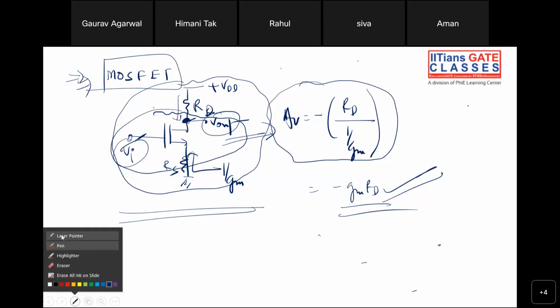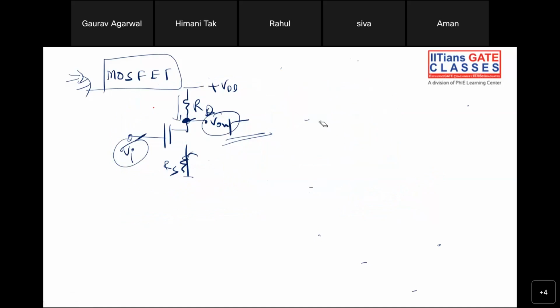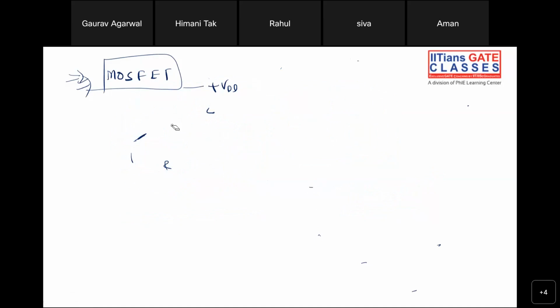How many of you are here who are interested in pure analog circuit design? Pure analog circuit design. Okay, Bipro, more guys. Amog, yes. Because analog is one of the very interesting areas. Let me check. So other students are here: Siva, Himani, Gaurav, Bipro, Bhavan, Amog, Aman, AK.